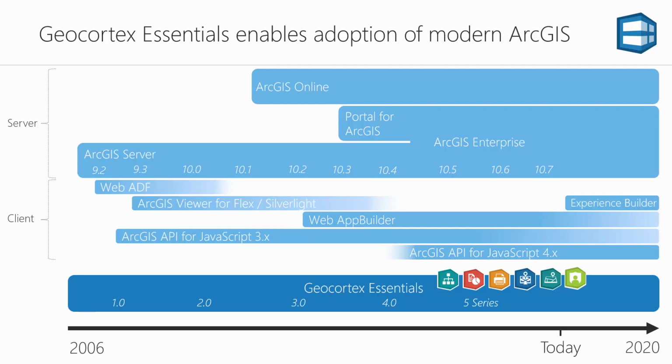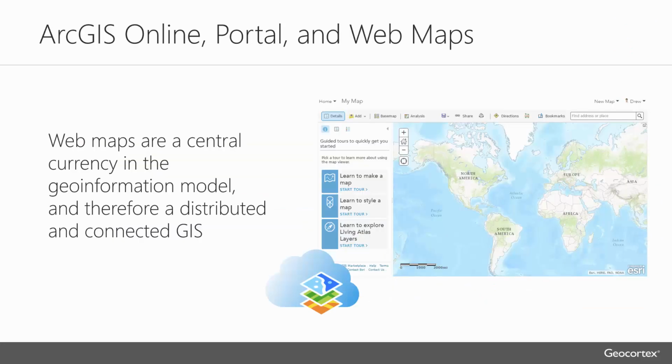Over the years, Geocortex Essentials has always been built to allow customers to adapt to technology change. Whether you're currently working within ArcGIS Server or you've started the migration to ArcGIS Online or ArcGIS Enterprise, Geocortex Essentials has the capability to integrate with the entire ArcGIS platform. So web maps have become the central currency in a modern GIS application to allow for a distributed and connected GIS.